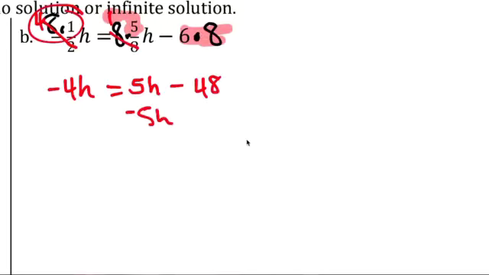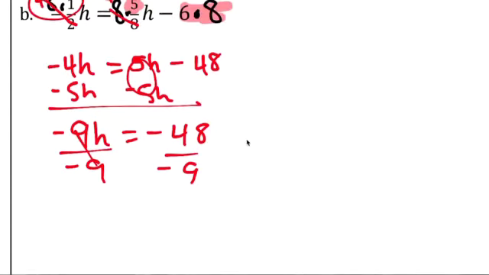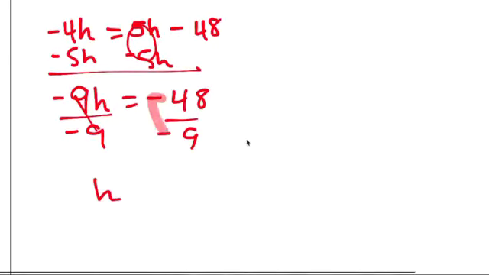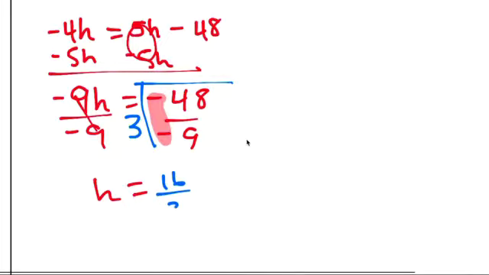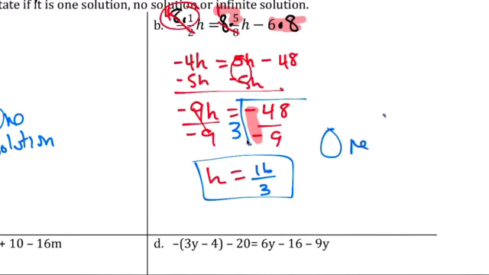Minus 5h to both sides. Get you 0, that's negative 9h, equals negative 48. Divide by negative 9 to both sides. H then, a negative divided by a negative is a positive, is 48 over 9, because it doesn't divide evenly. But you can reduce these by 3, and you get 16 over 3 for h. This is also called one solution.